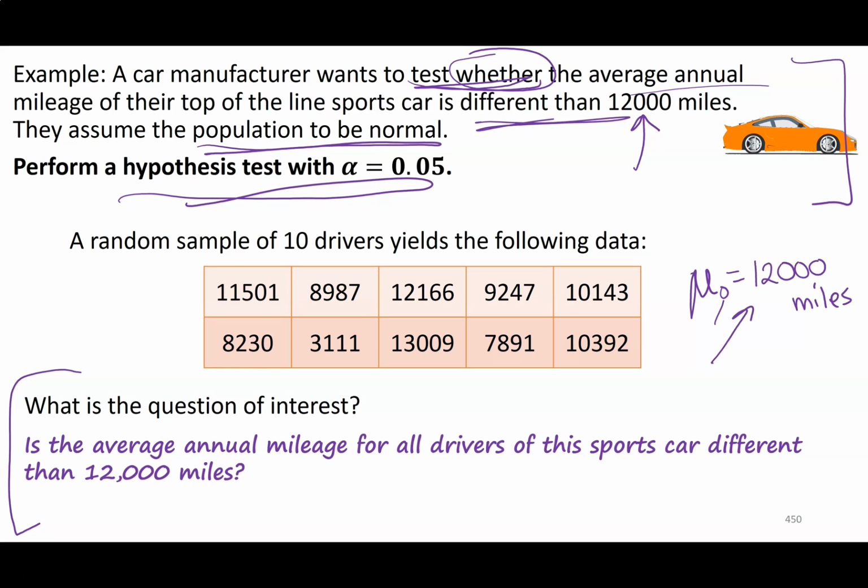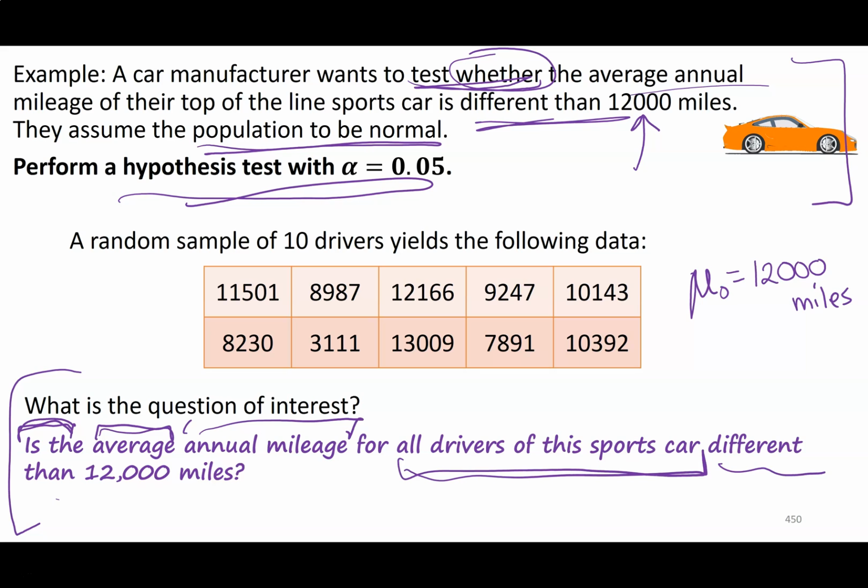Mu naught, so this is a 0, should always come from outside of the sample. So once again, it's a yes or no question. Average or mean, and then annual mileage for all drivers of this sports car. And then this last bit, different than 12,000 miles, came from the "different than." There's not one unique way to write these. However, we will be looking for all of those pieces.